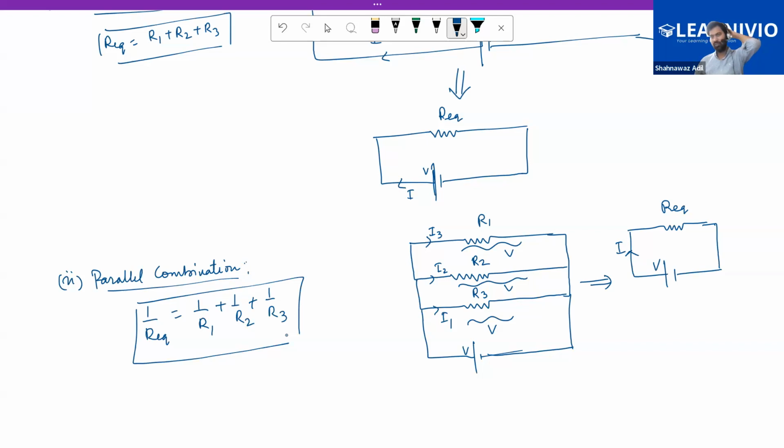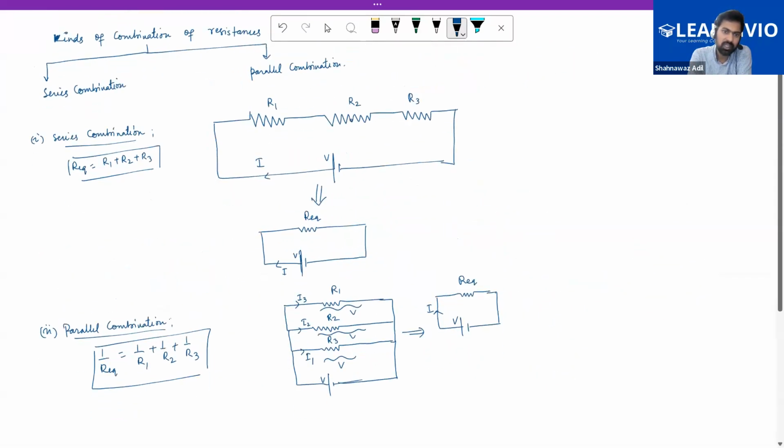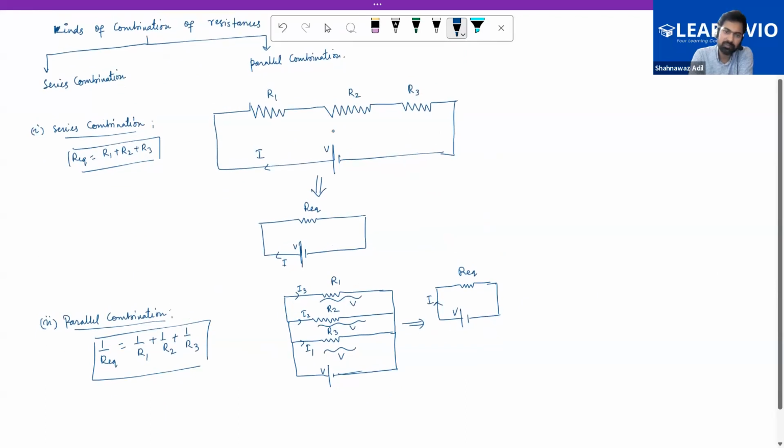So, yeah, we'll review the questions at some point later. But these are the ideas of series and parallel. Please note it down, and then we'll talk about the other problem.